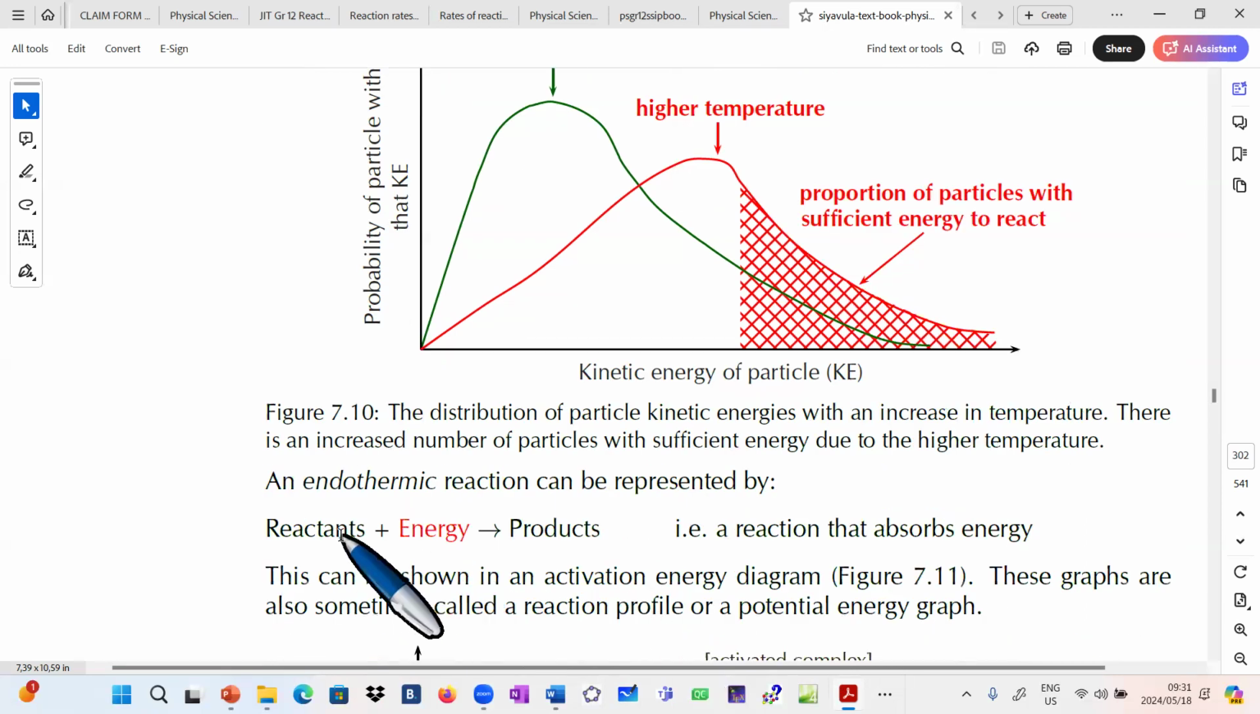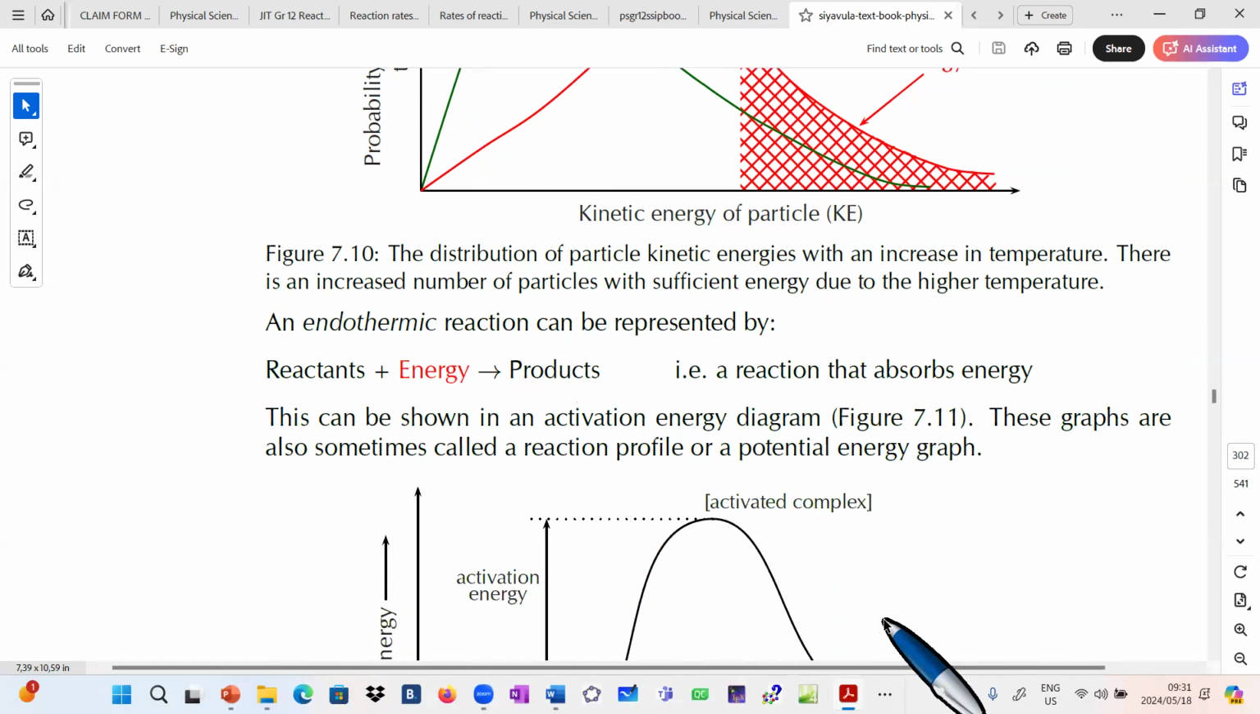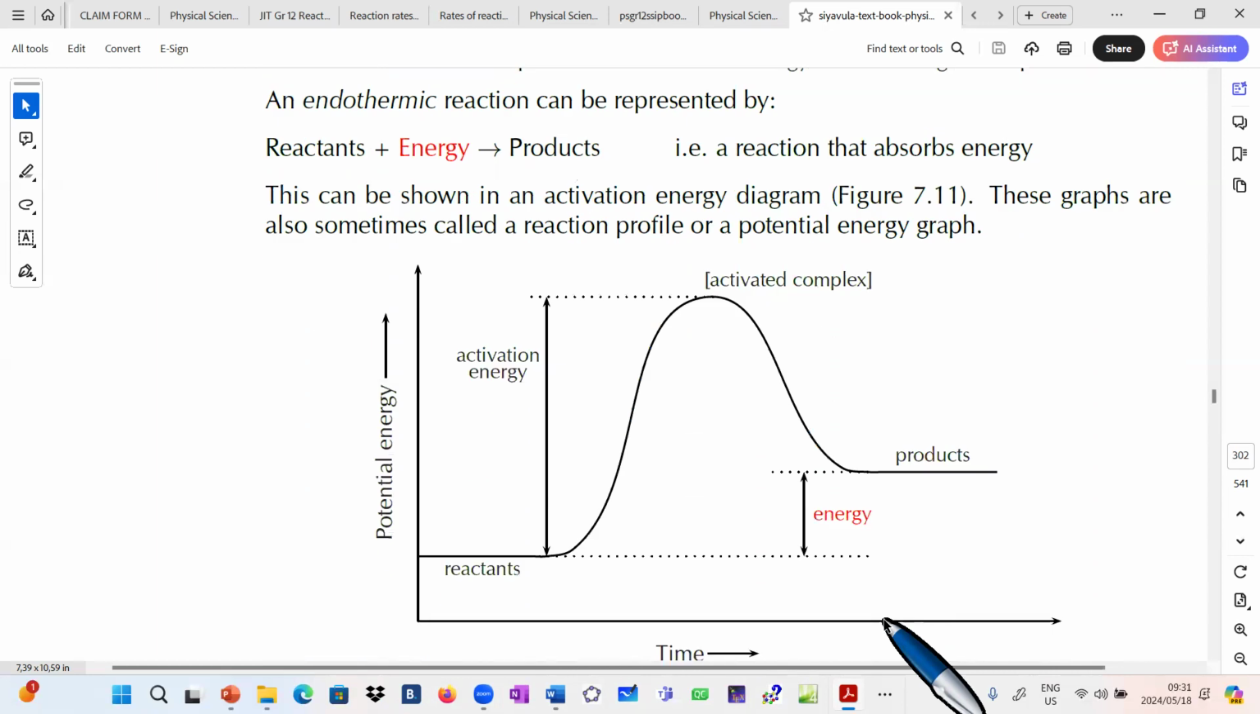Now let's look at the endothermic reaction, which can be represented below. If the reactants gain energy in an endothermic reaction, so a reaction that absorbs energy is called endothermic. If you take reactants and add energy in the form of heat or increase in temperature, the products are formed. This can be shown in an activation energy diagram, which is 7.11. These graphs are also sometimes called a reaction profile or a potential energy graph.